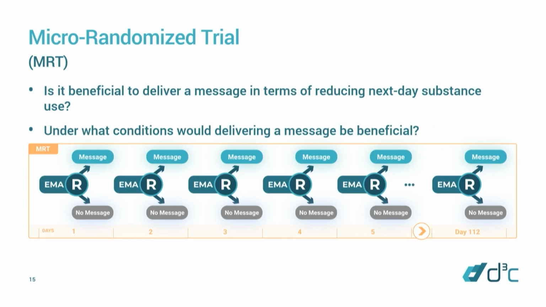And here again, you're using the R. So whenever you see an R, there's a scientific question behind that R. Kind of think of it that way. Here, we're randomizing individuals in an MRT every single day to message versus no message. So in this example, we have an EMA, and after the EMA, we randomize an individual at the end of the EMA to message or no message.